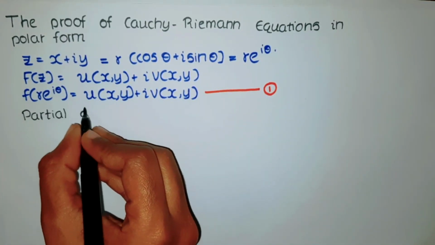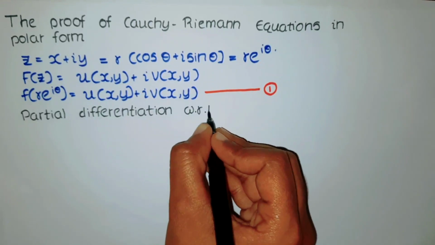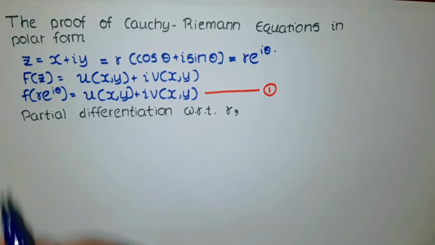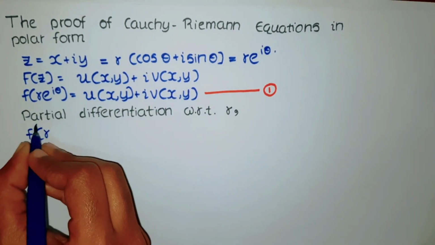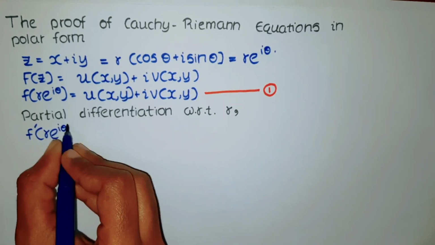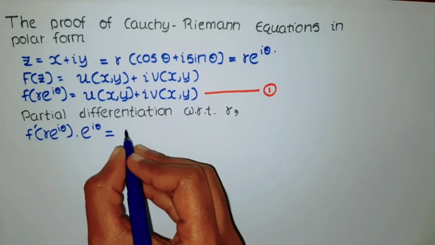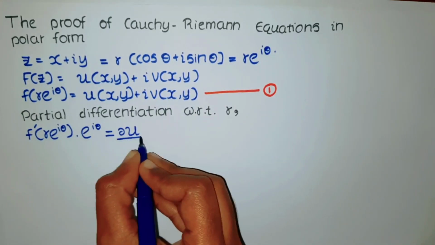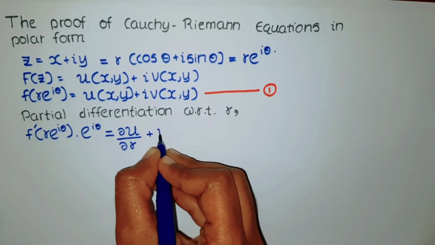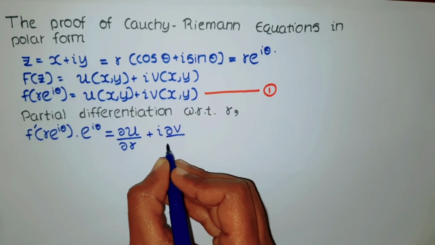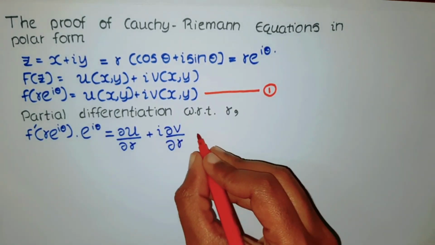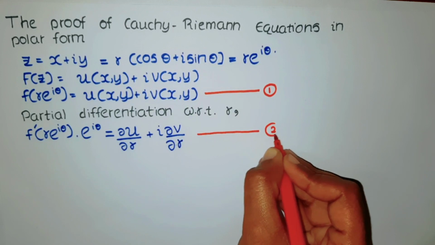Then take the partial differentiation of equation number 1 with respect to r. This gives f'(re^(iθ)) times e^(iθ) equals ∂u/∂r plus i times ∂v/∂r. Label it as equation number 2.